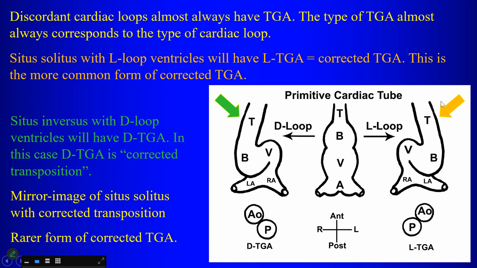Again, this is very, very rare, right? Congenitally corrected transposition. To see that, this is extremely rare. Why? Because now you have to have situs inversus and you have to have a discordant cardiac loop, right? Whereas here, you have situs solitis, you just need the discordant cardiac loop. Here you need the two rare abnormalities to occur together, okay?